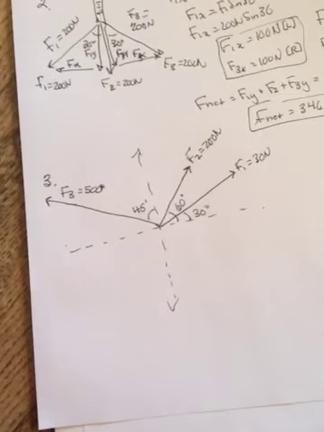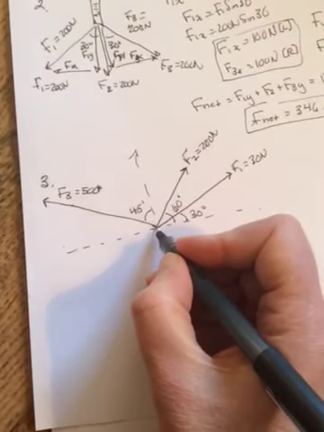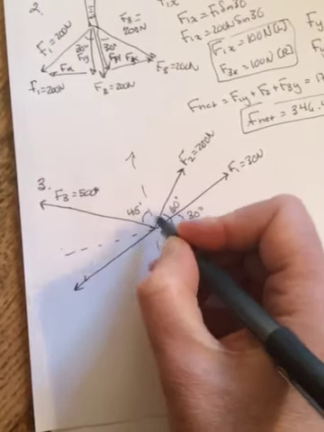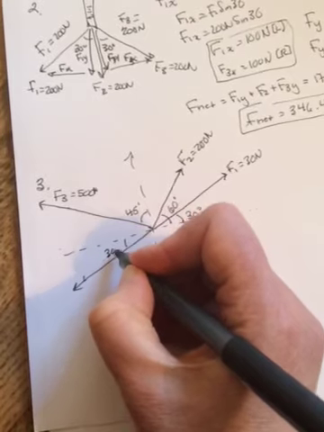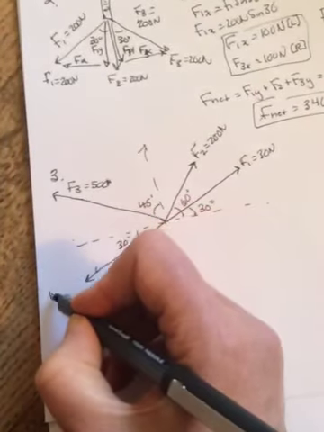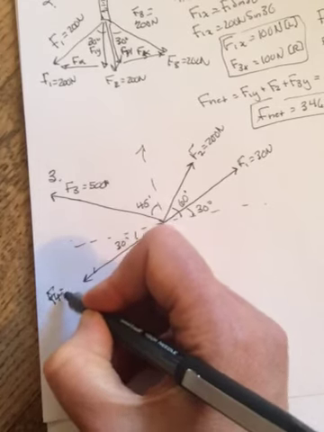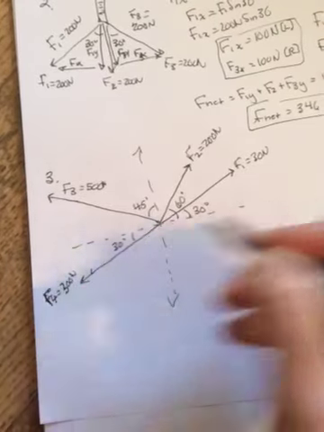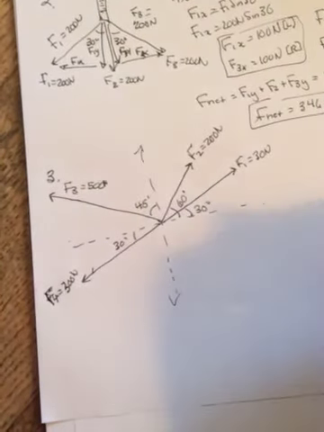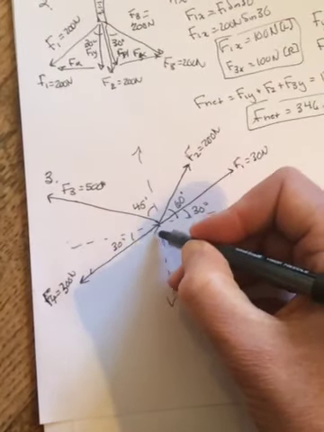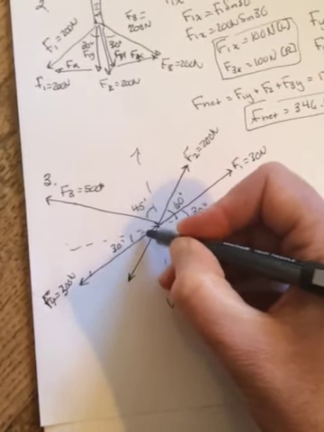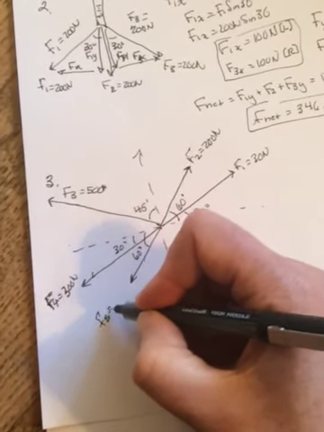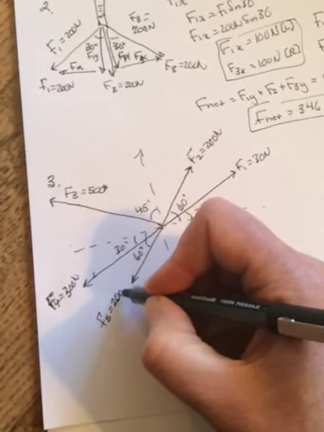F4 is 300 newtons acting at 210. Maybe a little bit longer. 210, 180, this is 30 degrees then. And this is F4. Sorry, it was off the page. And it's 300 newtons. F5 is 200 newtons acting at 240, so that was 210. So 240 is going to be down here. This angle is going to be 60 degrees. And this is F5, and it is 200 newtons.